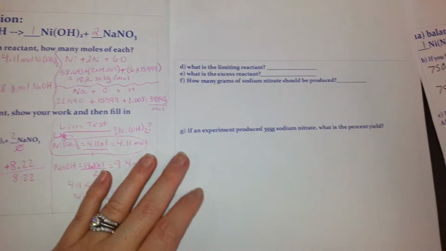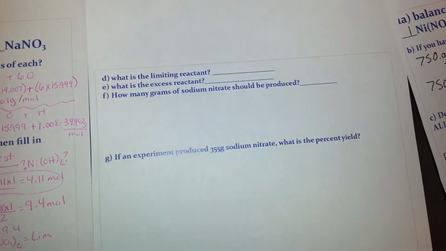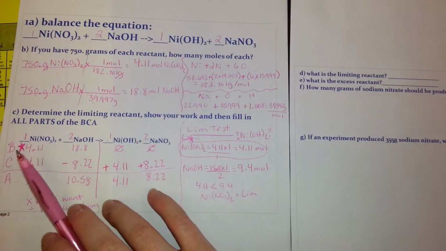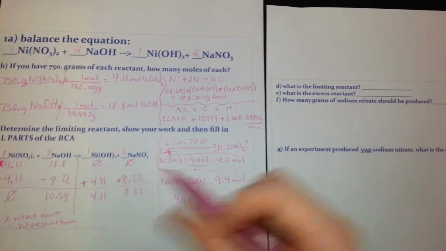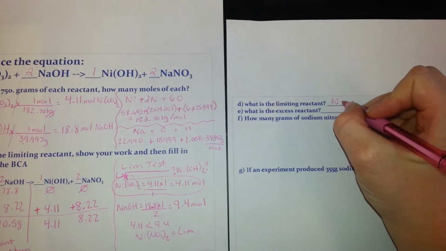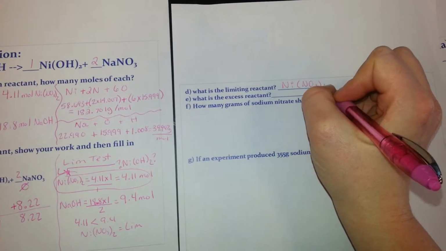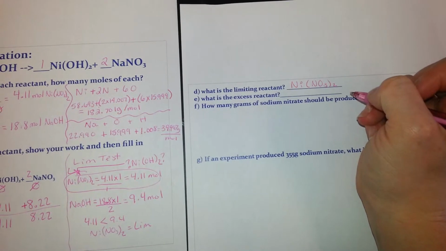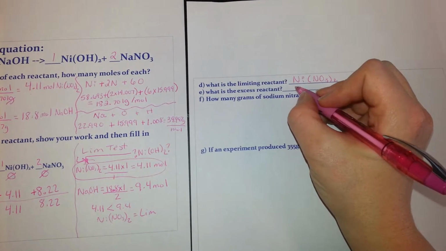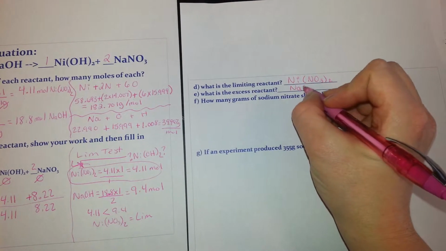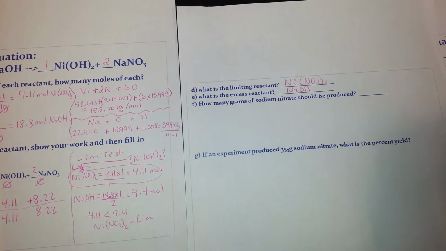Now, if we continue to where the question asks us what is the limiting reactant, well, I marked that in my BCA table. So the limiting reactant in this problem was the nickel 2 nitrate. Okay, so that means the excess reactant was our sodium hydroxide because it was left over.